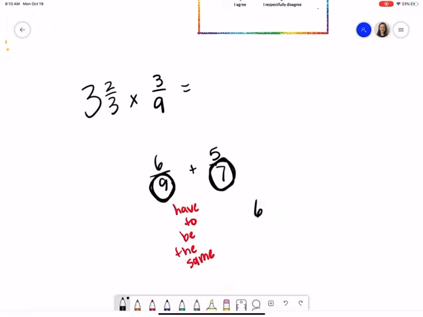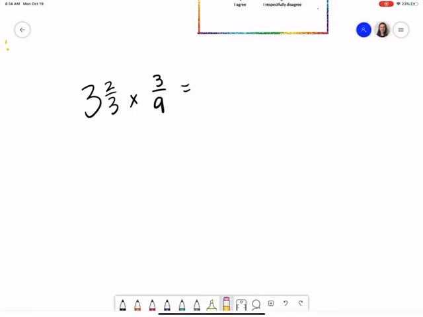So let's say we have 6/9 and 5/9. When we add these, we add 6 plus 5, which is 11. And we don't add the denominator. It stays the same. 11/9. So that's why they have to be the same when we add.